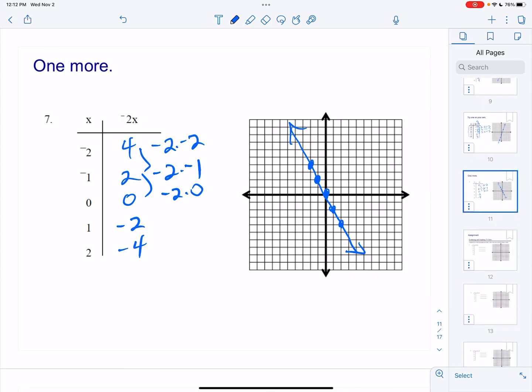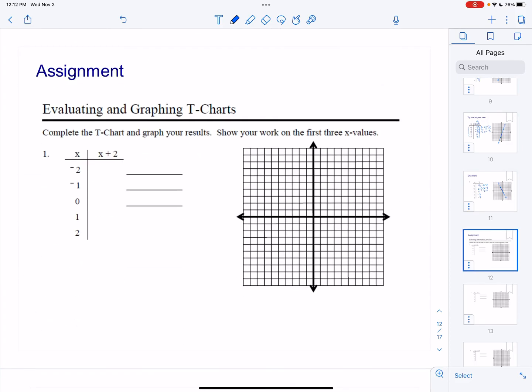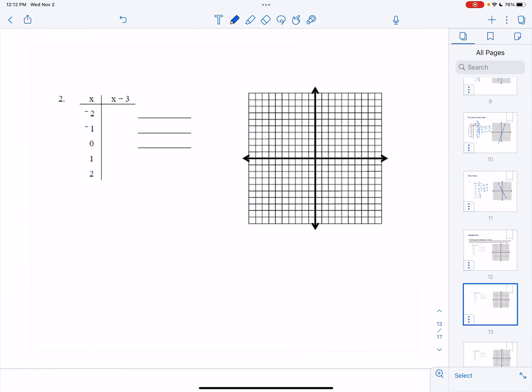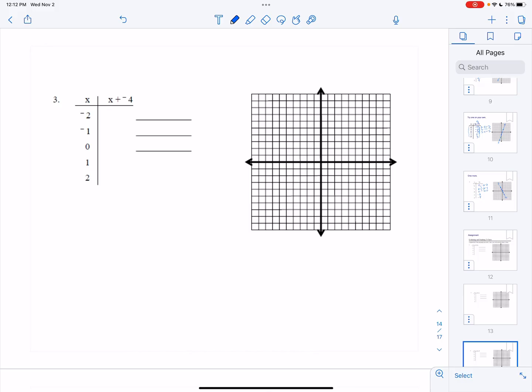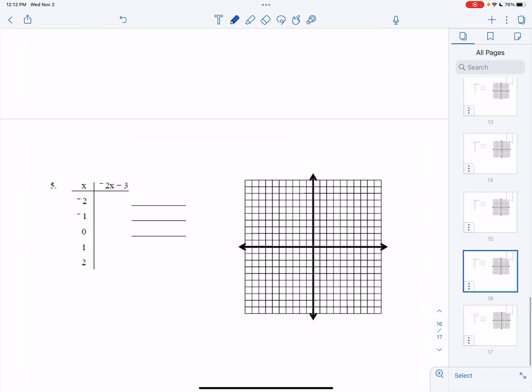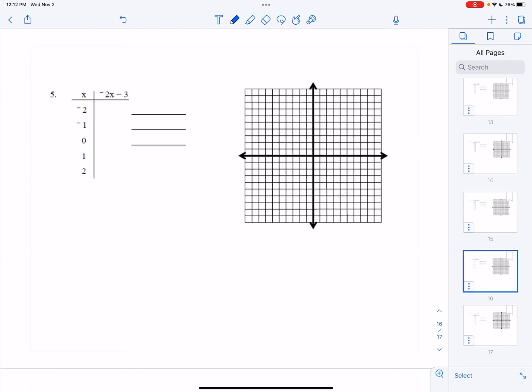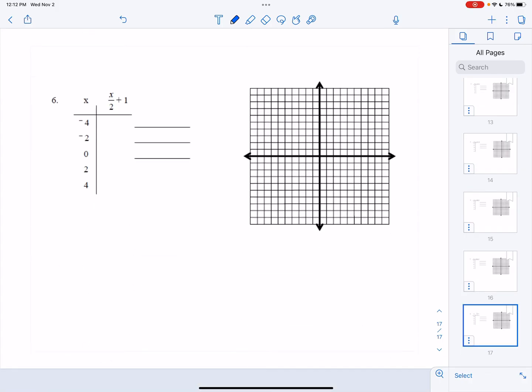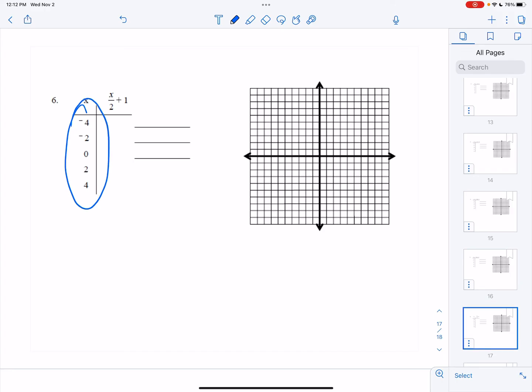Okay? So what you're going to do on your assignment today is the same exact thing. I'm going to give you 6 expressions. Okay? And I'm going to give you 3 blanks that you got to fill in your work. And what I need you to do is complete the t-chart and then graph each t-chart. So in this first one, you got x plus 2. The next one, x minus 3. x plus -4. 2x plus 1, -2x minus 3, and then the trickiest one of them all, x over 2 plus 1. But again, in this one, please note that I have changed your values for x. Okay, so make sure you pay attention to that.